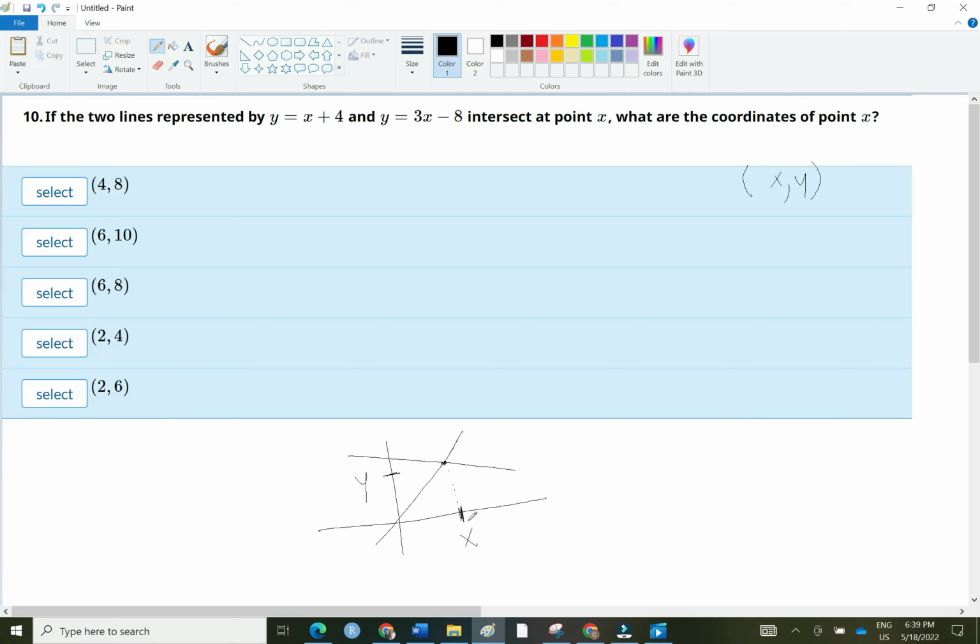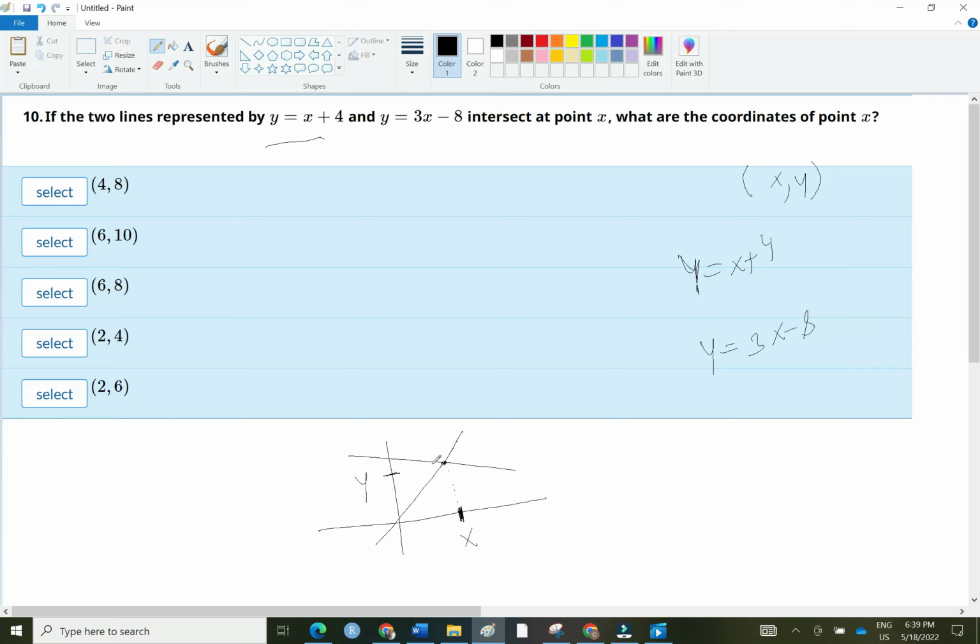All right, now what does that mean? Well, we know what X is at this point in terms of variables. All right, so let me explain. Let's look at y is equal to x plus 4. At point x on this graph, y is equal to x plus 4. And that's for this equation right here. For the second equation, which is y is equal to 3x minus 8, what we know is that at point x, whatever x is, the y value is going to be equal to 3x minus 8. Y equals 3x minus 8.